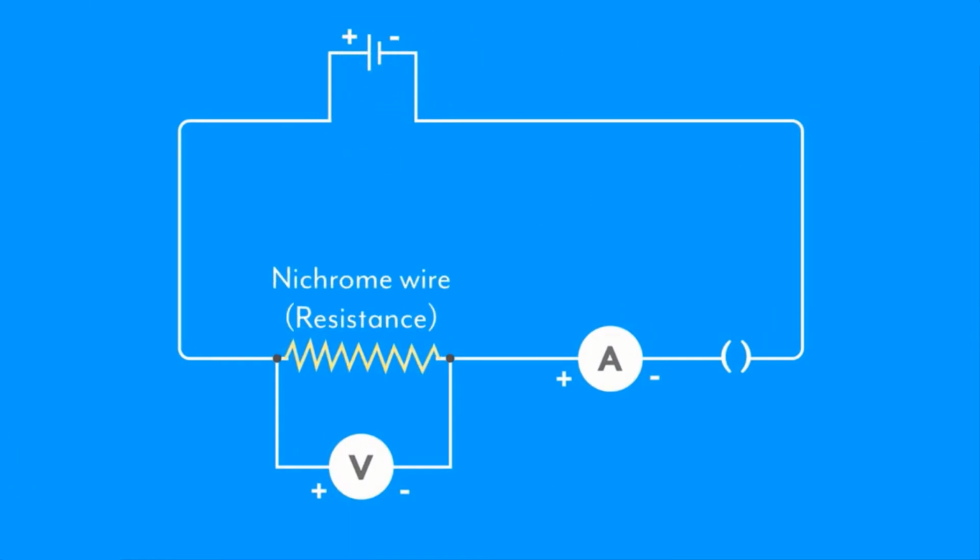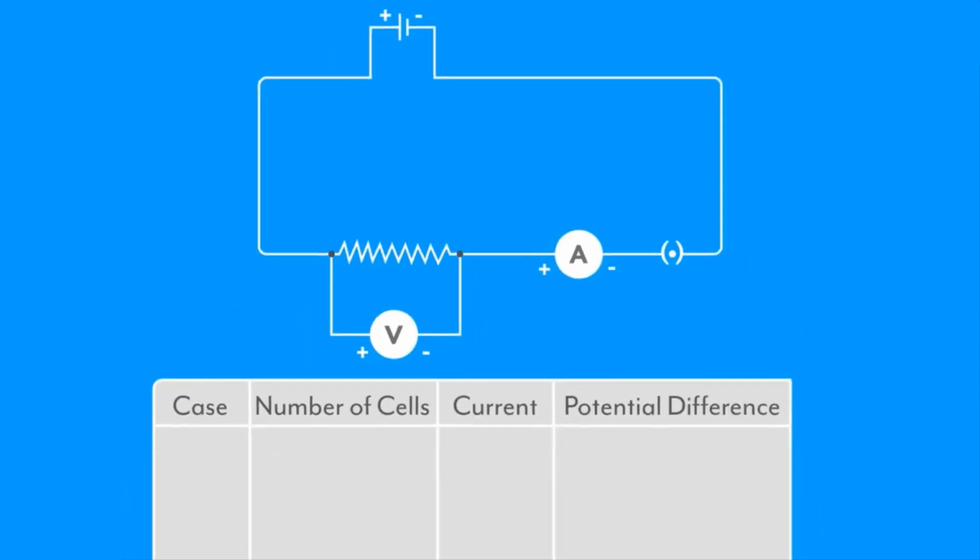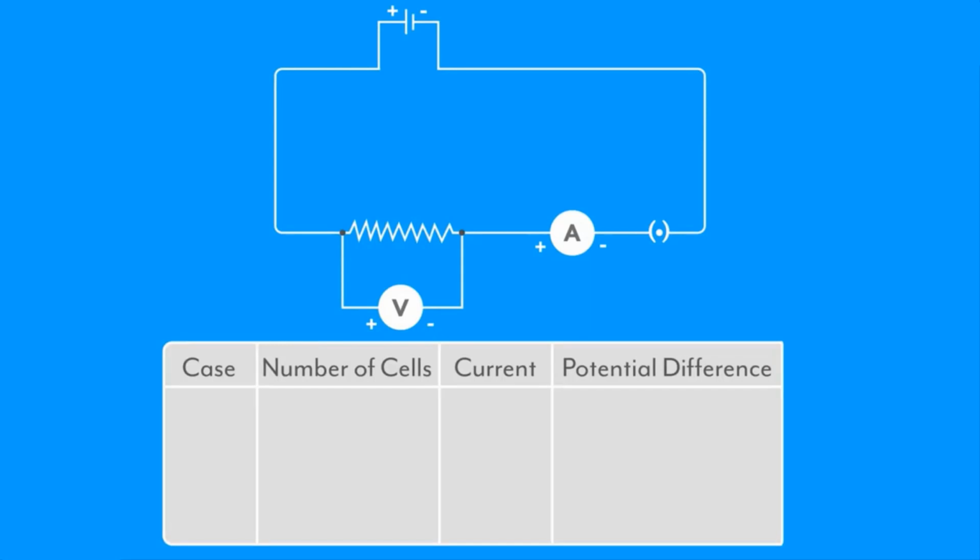This is the nichrome wire, which is the resistance also. This is the ammeter, which is in series. This is the voltmeter, which is connected in parallel. And this is the plug key. We close the plug key and note down a few readings. We need to note down the reading in the ammeter and the reading in the voltmeter. Let the current and the potential difference be I1 and V1 respectively.